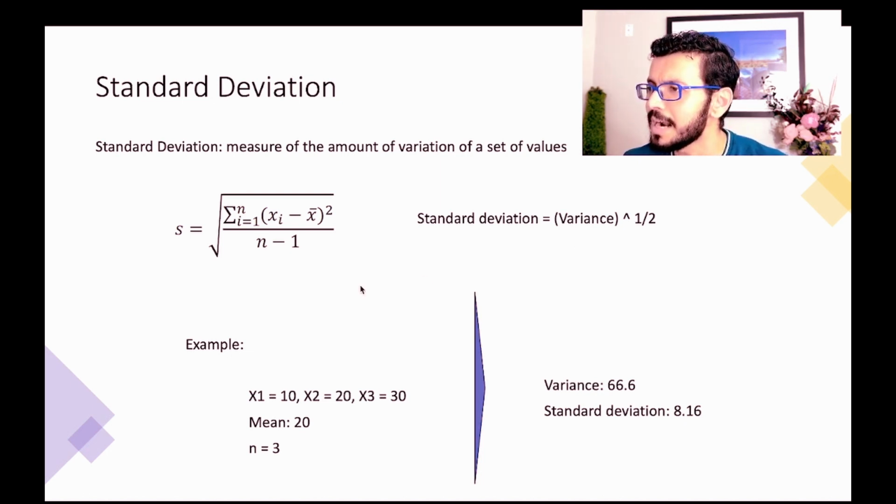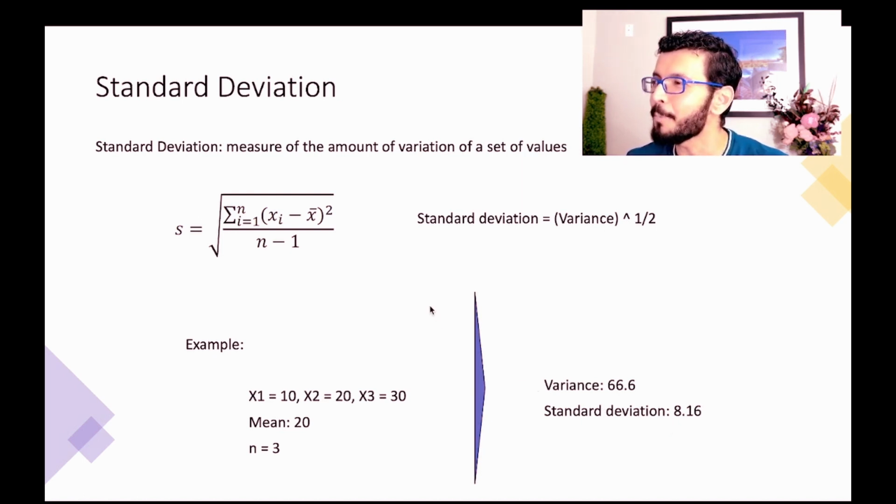So let's try to understand this with a simple example. Let's say your data set has three values, x1 equals 10, x2 equals 20, and x3 equals 30. So their mean is going to be 20, which is nothing but 10 plus 20 plus 30 divided by 3, and n is 3 because you have three different data points. If you plug in the formula that we have just seen in the previous slide, then you realize that variance is 66.6 and the standard deviation is 8.16.